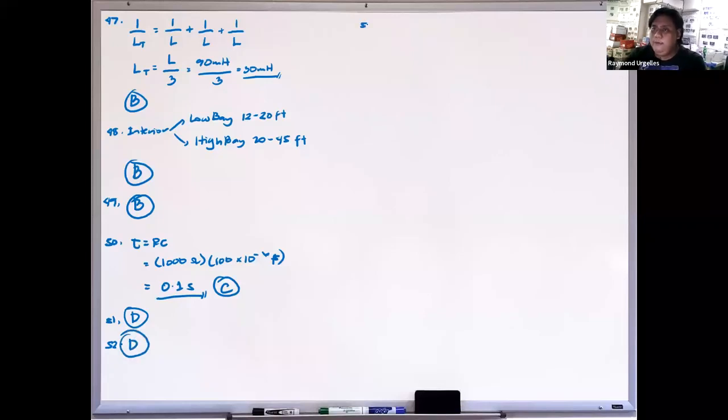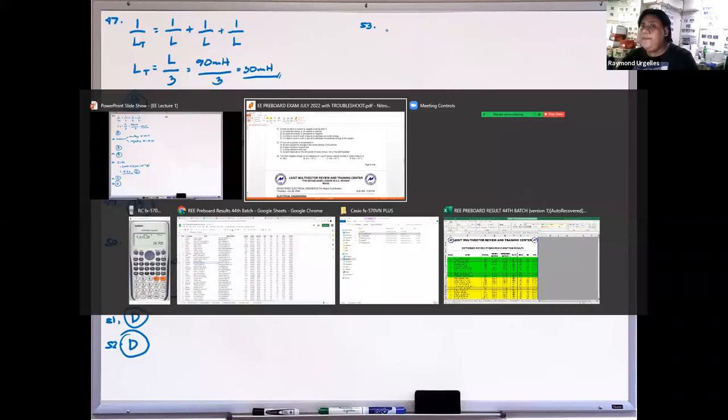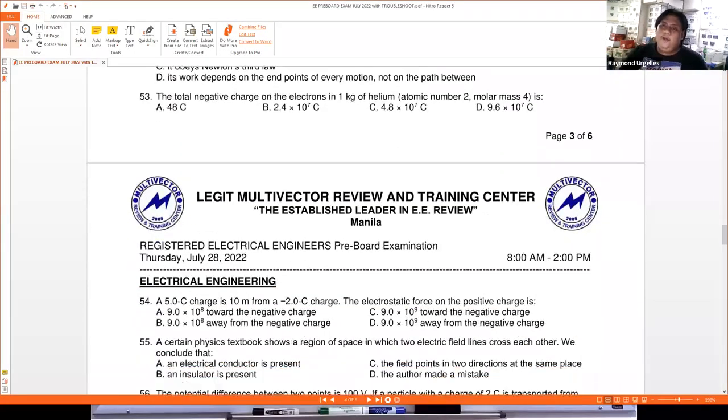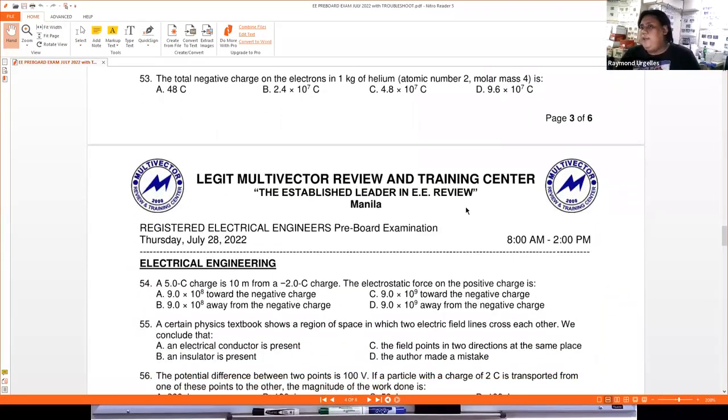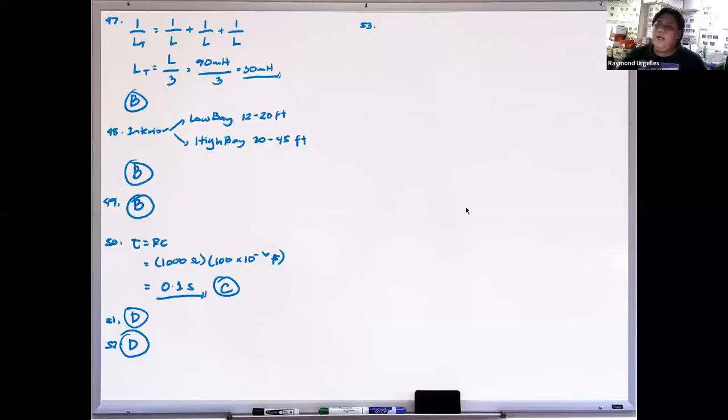Okay, so next number, 53. Total negative charge on the electrons of 1 kilogram helium, atomic number 2, molar mass 4. Ang kailangan natin makuha is the total charge. So therefore, let's start with the given, which is 1 kilogram of helium.